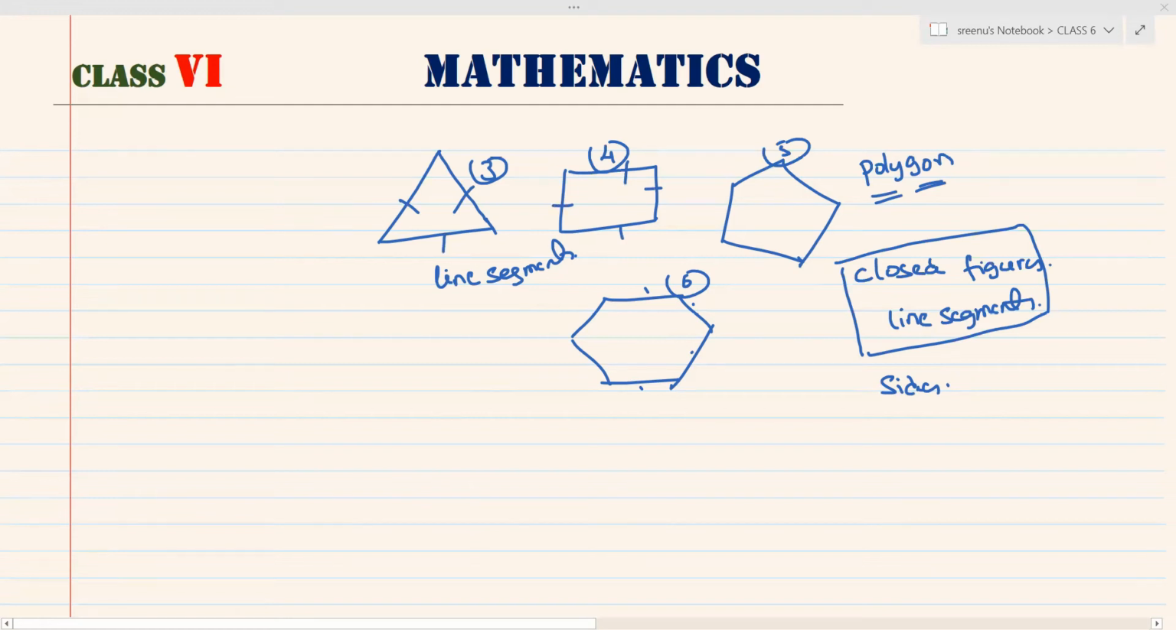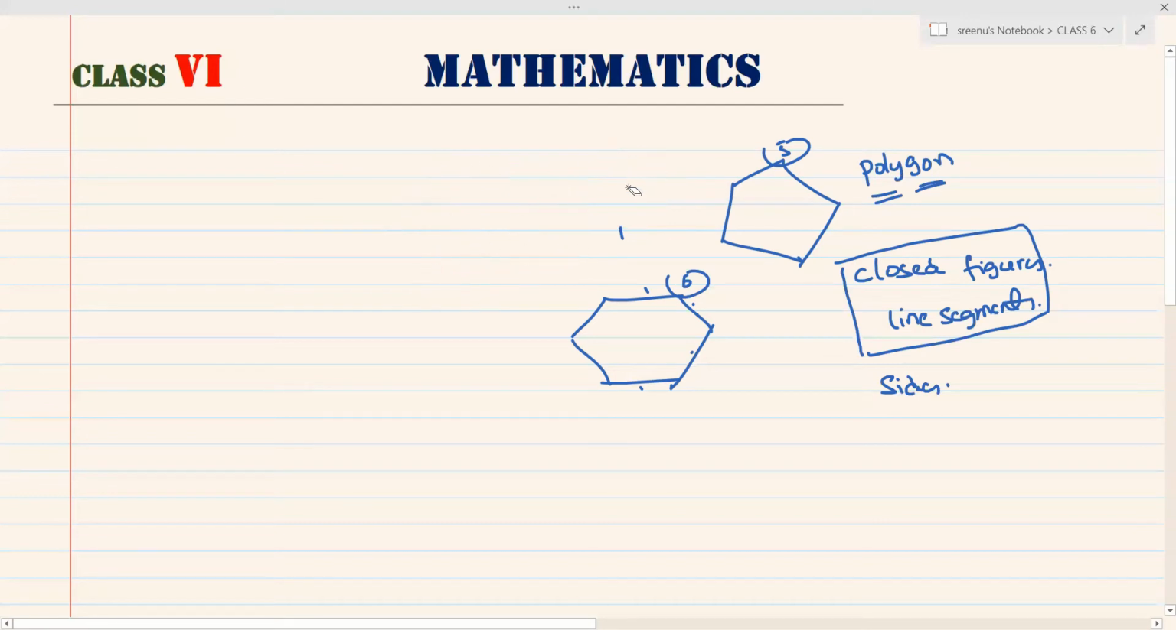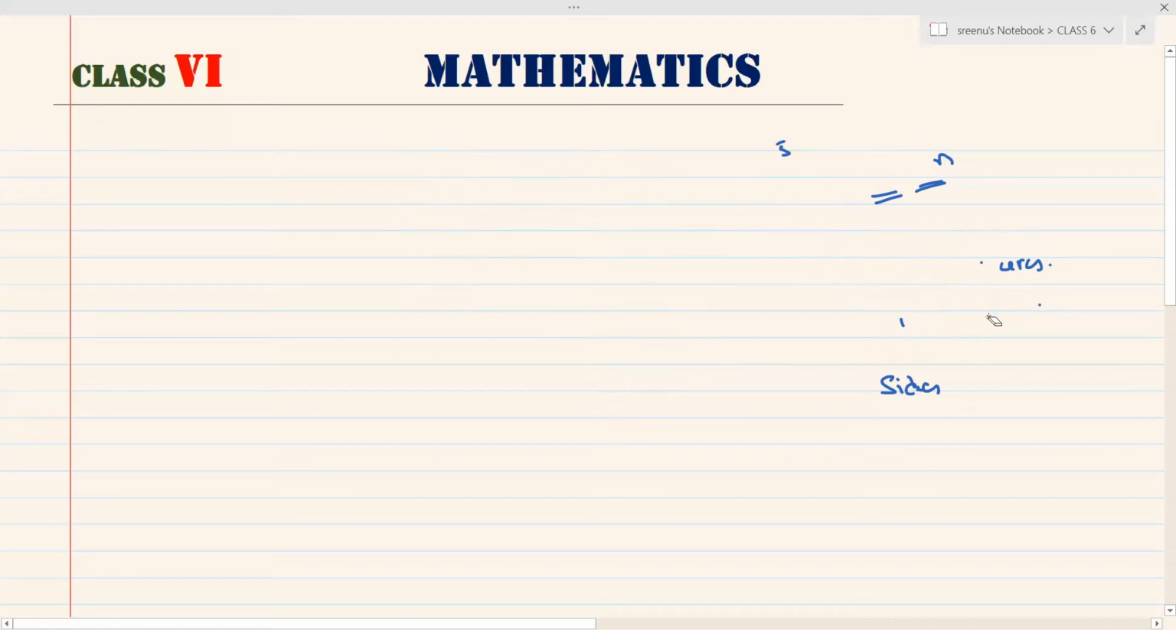So now let's go to the topic of triangles. After that we will come back to polygons, but first we'll discuss triangles. A three-sided closed figure is called a triangle. We can also say a three-sided polygon. Here we have 3 line segments, right?